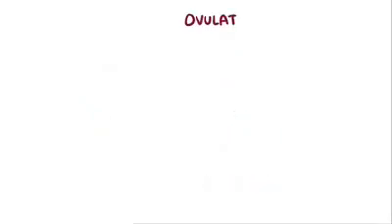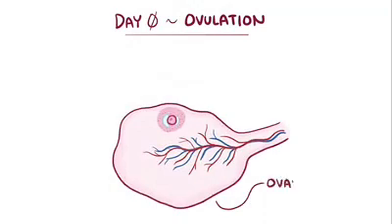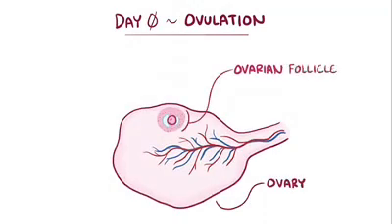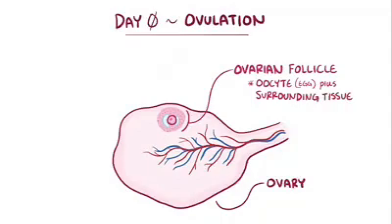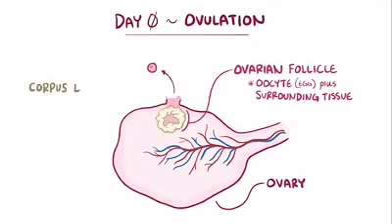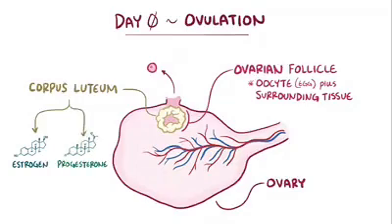Now, everything starts with ovulation, so let's call that day 0. On that day, in the ovary, an ovarian follicle, which is an oocyte or egg, plus its surrounding tissues, matures, and ovulation happens, which is when the egg gets ejected, while the surrounding structure becomes the corpus luteum, and quickly starts making estrogen and progesterone.